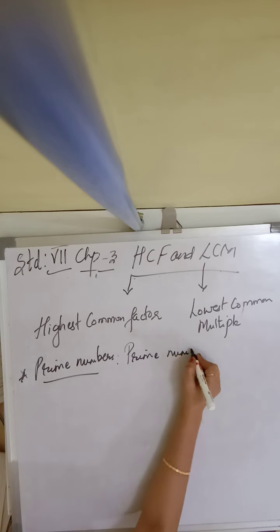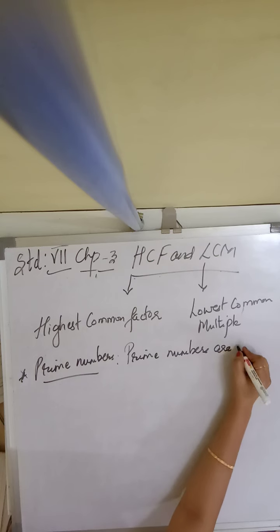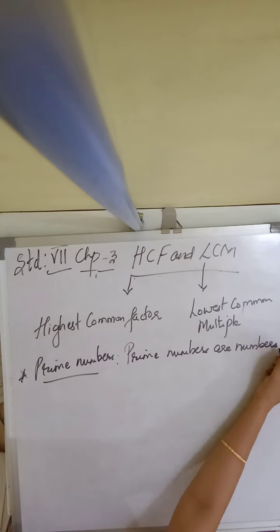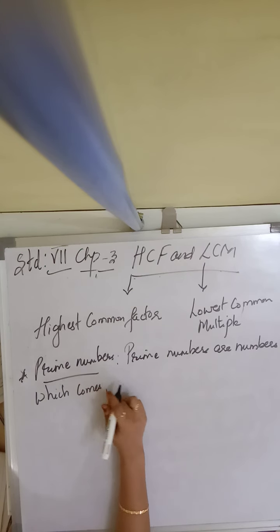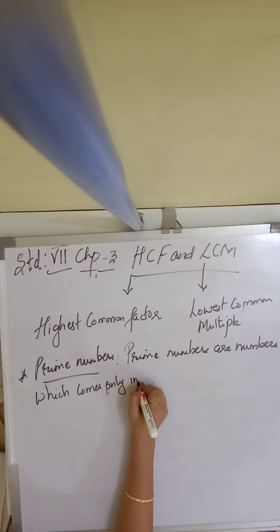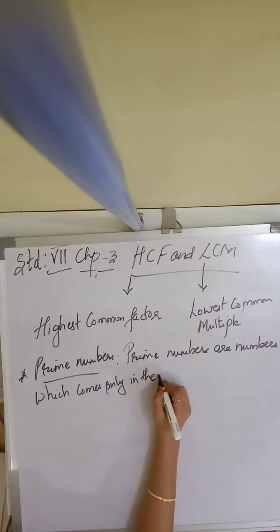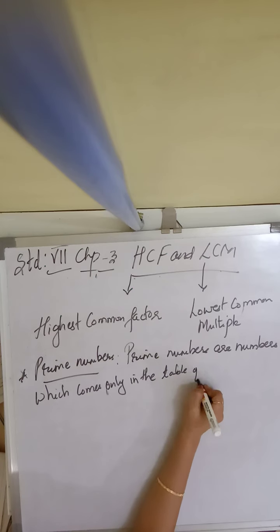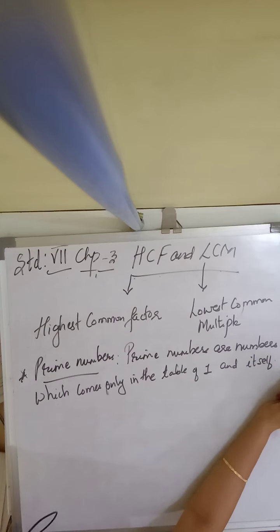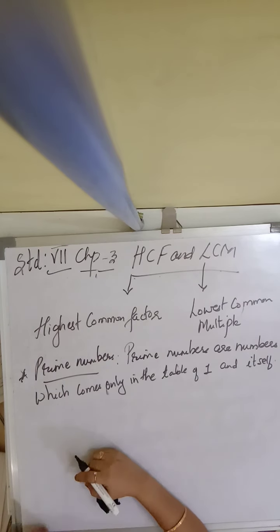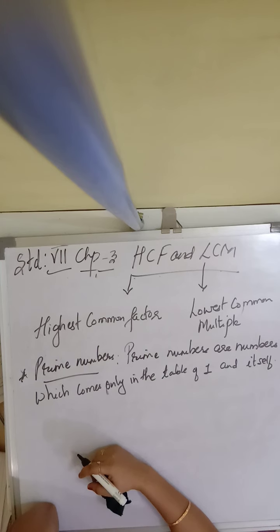Prime numbers are numbers which come only in the table of one and itself. Okay, so we have defined this in our own way. You can define prime numbers in many other ways also. Prime numbers are numbers which appear only in the table of one and itself.